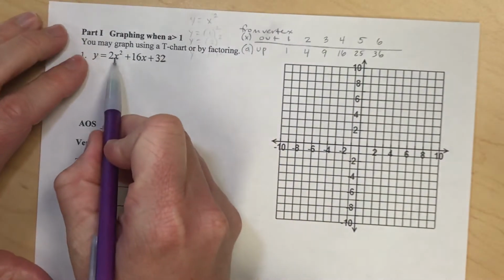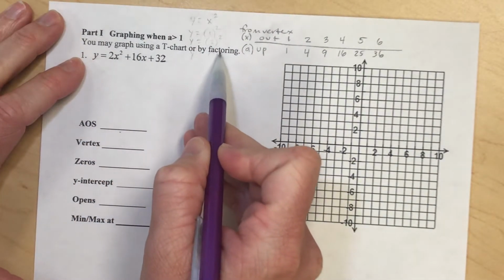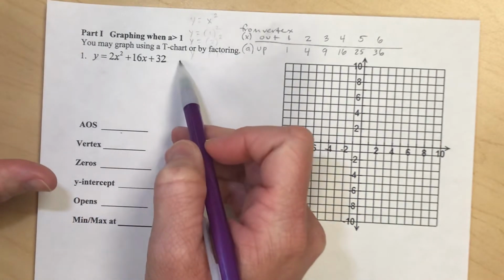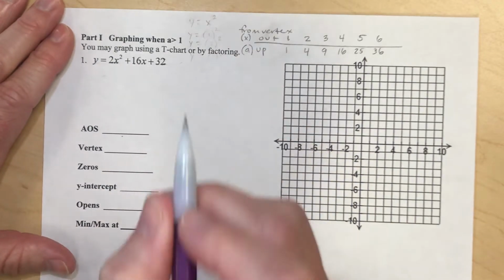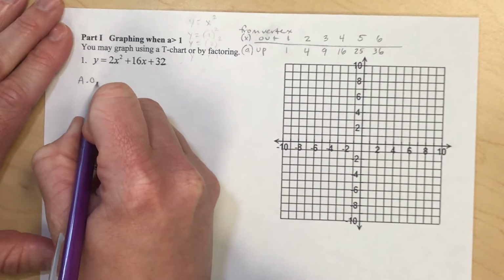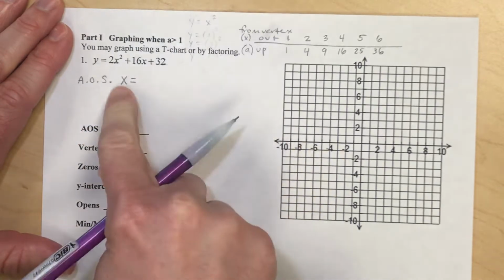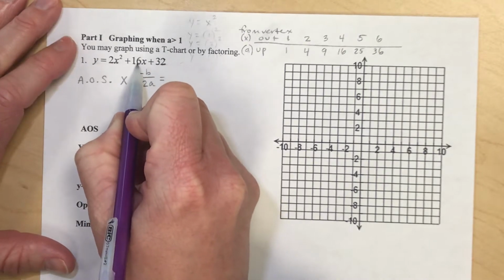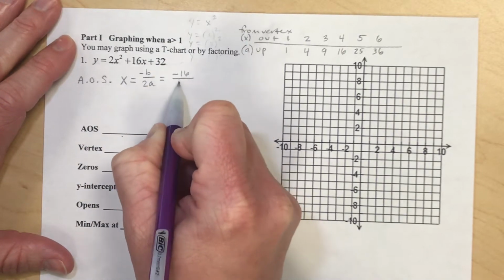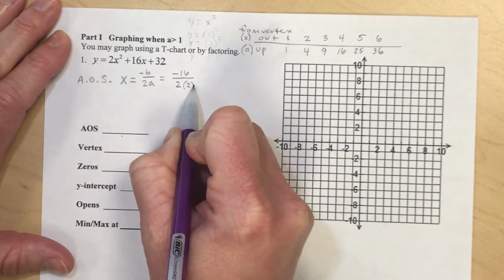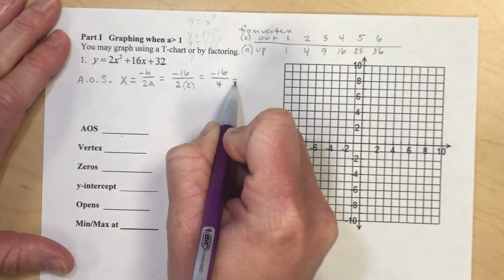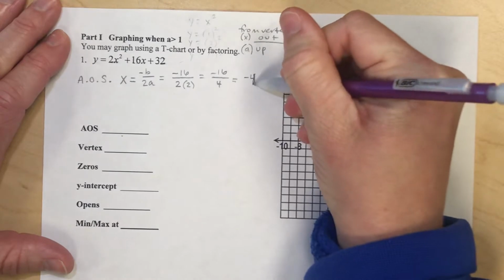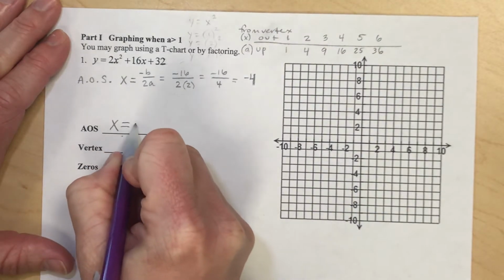Okay, here it says, you may graph using a t-chart or by factoring, and I'm not going to factor this one, I'm just going to use standard form because that's what we have. I'm just going to use the formula for first my axis of symmetry, which is x is equal to the opposite of b divided by double your a term. My b is 16, so opposite of that would be negative 16, and if I double my lead coefficient of 2, I'd have negative 16 divided by 4, which is going to get me negative 4. So my vertical line that will cut my graph in half will be at negative 4.